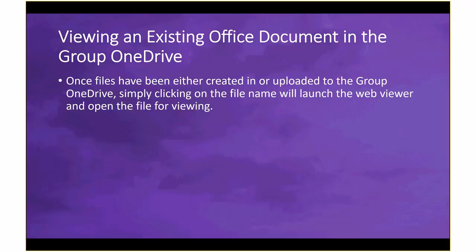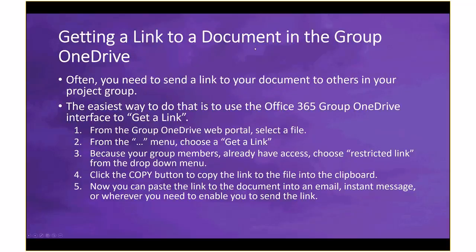The last thing that I want to talk about is getting a link. Often what you'll need to do is create or upload a file into OneDrive the first time. Then once you get that file in a particular state, you want others in your team to review that file, right? I've just created a use case diagram and I would like other folks on my team to review it. As I mentioned, everybody in your project team automatically gets access to the group OneDrive, and they can open the files you upload or create.